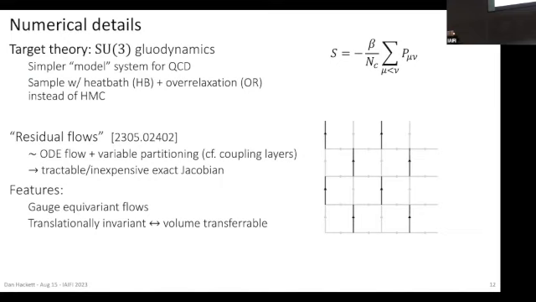So I'm going to show you some demonstrations now. So a few technical details on it. So instead of doing QCD, I'll look at just SU(3) gluodynamics, which is just sort of a simpler model system for QCD.